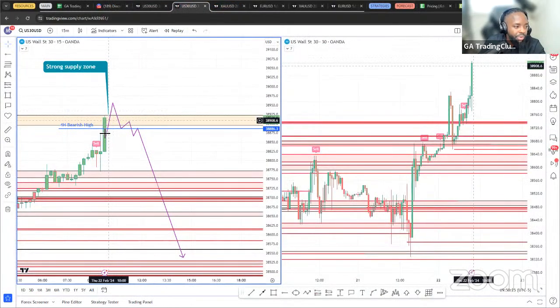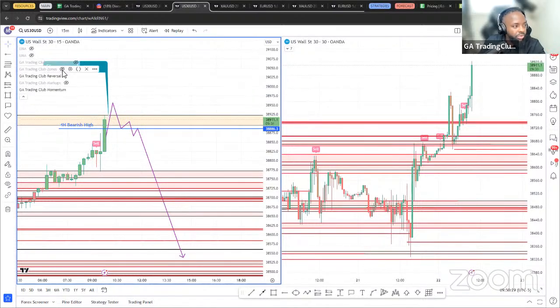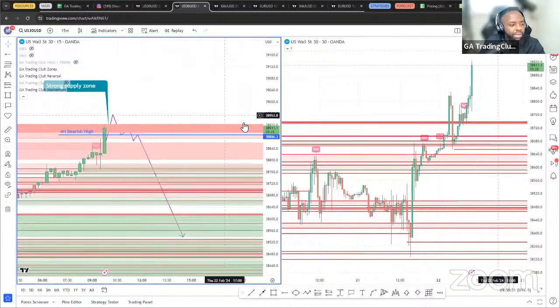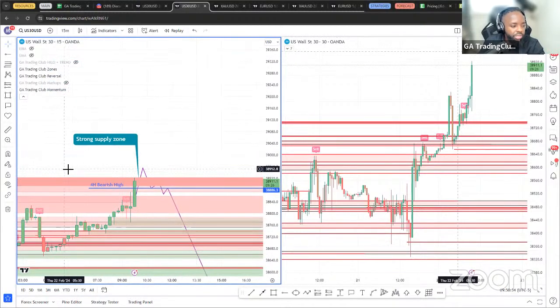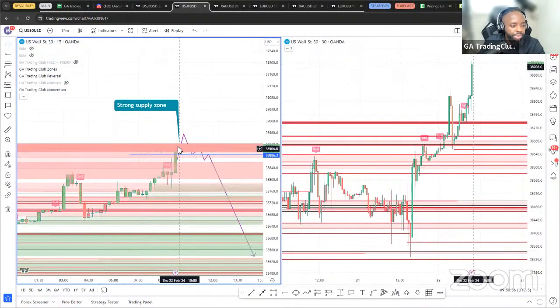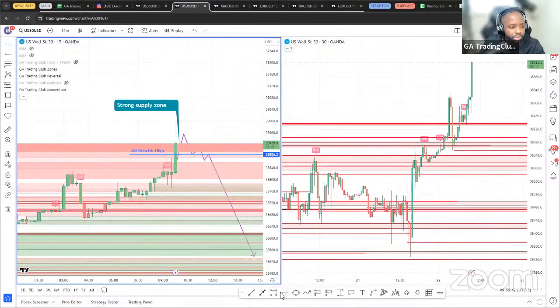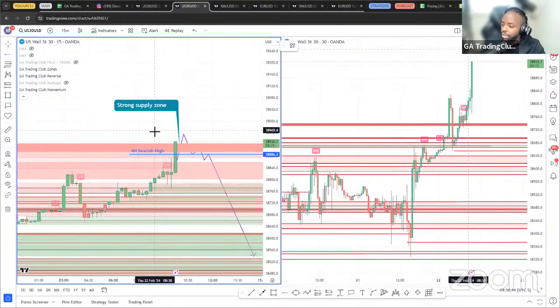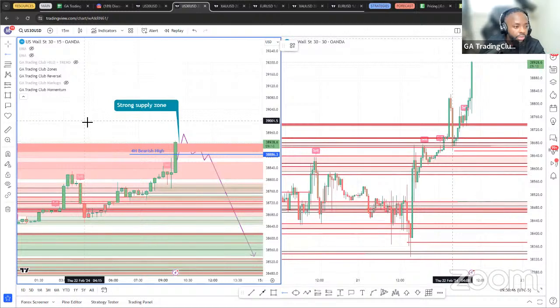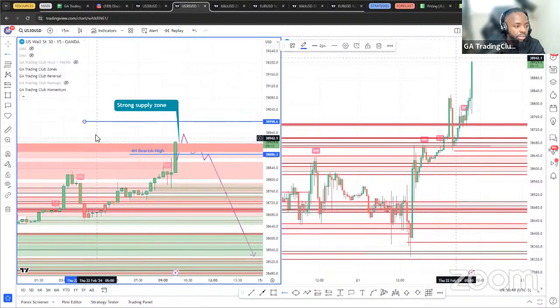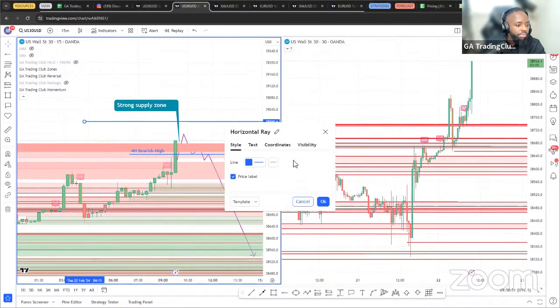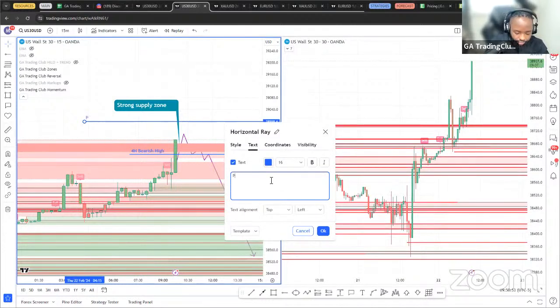But personally, this is what I'm waiting for. So I would rather this gets taken. If we turn on the zones, because if US 30 breaks here, then there's nothing, because this is the all-time high. So if US 30 breaks here, then it's probably going to 39,000. That's the next psychological level. Let me line it up here, 39,000, and mark this up as a psychological level.